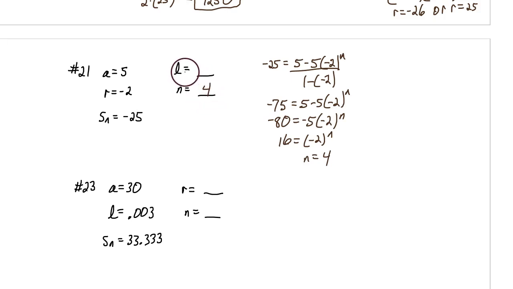Now let's get the last term. The general formula for a geometric is a sub n equals a times r to the n minus 1. And now that we know that n is 4, we know that the last term is referring to the 4th term. We want to find a sub 4. Now evaluate this answer. Negative 2 raised to the 3rd power is negative 8, and 5 times negative 8 is negative 40.